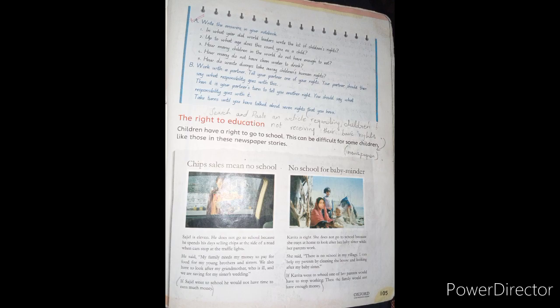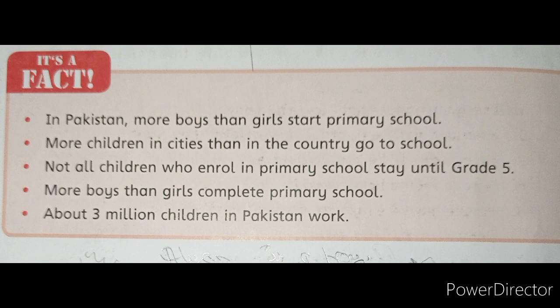Take out your exercise books and write the answer of how can we help children like Sajid and Kavita. Let's read the facts. In Pakistan, more boys than girls start primary school. More children in cities than in the country go to school. Not all children who enroll in primary school stay until grade 5. More boys than girls complete primary school. About 3 million children in Pakistan work.